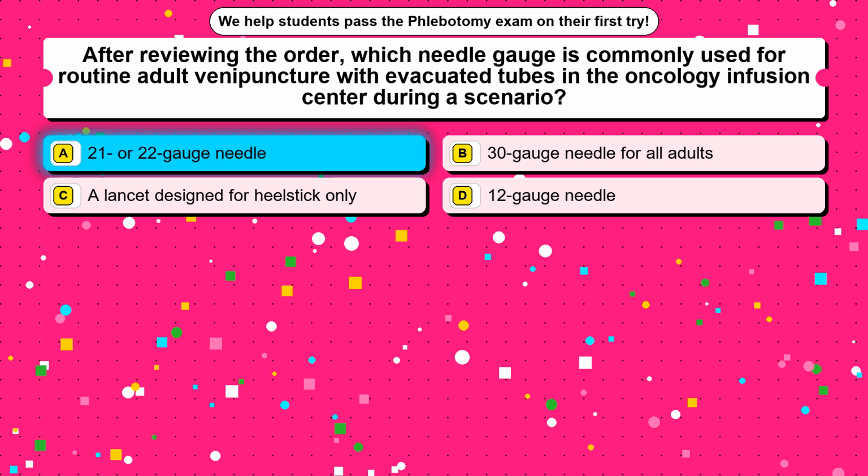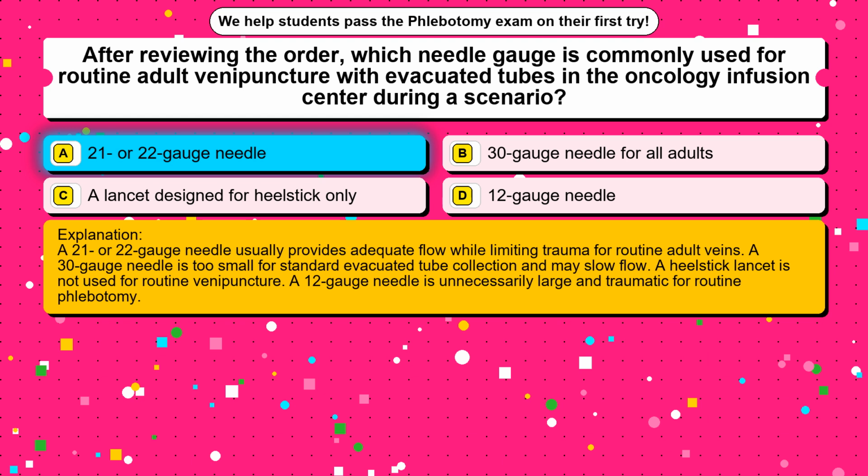The correct answer is option A. 21 or 22 gauge needle. A 21 or 22 gauge needle usually provides adequate flow while limiting trauma for routine adult veins. A 30 gauge needle is too small for standard evacuated tube collection and may slow flow. A heel stick lancet is not used for routine venipuncture. A 12-gauge needle is unnecessarily large and traumatic for routine phlebotomy.